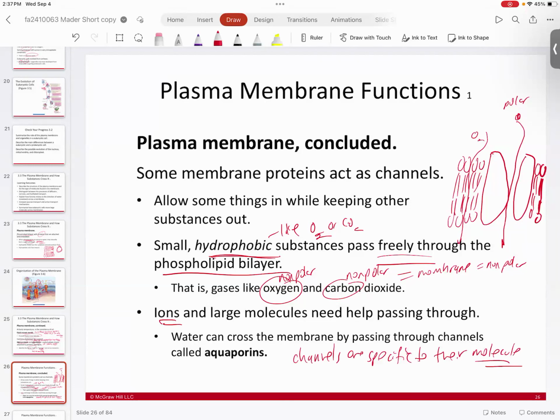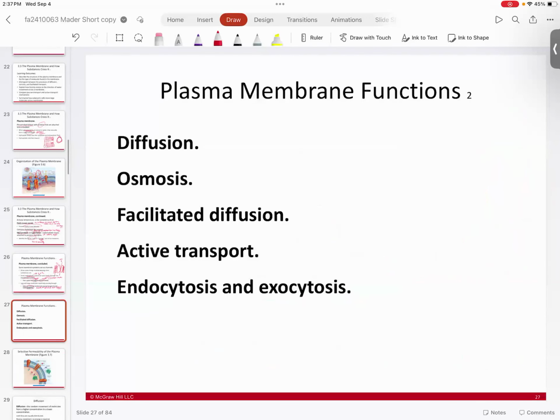So what if you want sodium ion to get through? Guess what? You have to build a sodium channel. If you want calcium ion to get through, you have to build a calcium channel. If you want water to get through, you have to build a water channel. The water channels are called aquaporins. Okay, so they actually have to go through their own channel to allow them safe passage.